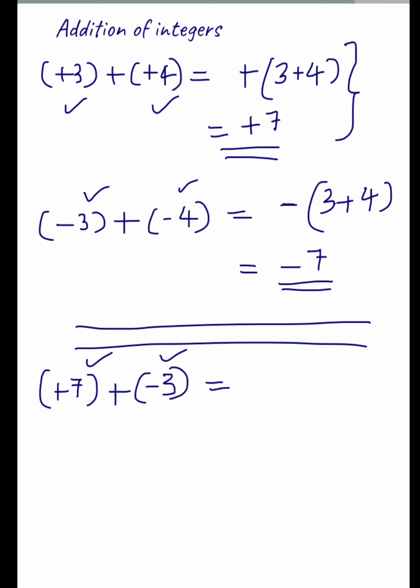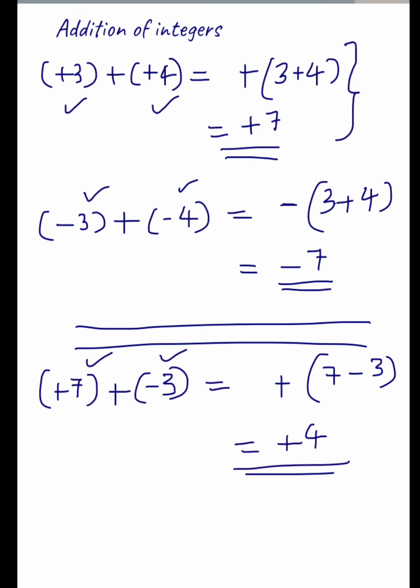In this case what do you have to do? In this case you have to just subtract the smaller number from the bigger number. Without considering the sign, you have to just subtract the smaller number from the bigger number, that is 7 minus 3. Okay, then what do you have to do? Then you have to put the sign of the bigger number. What is the bigger number here? It is 7. What is the sign of 7? It is plus. So the answer will be plus 4.